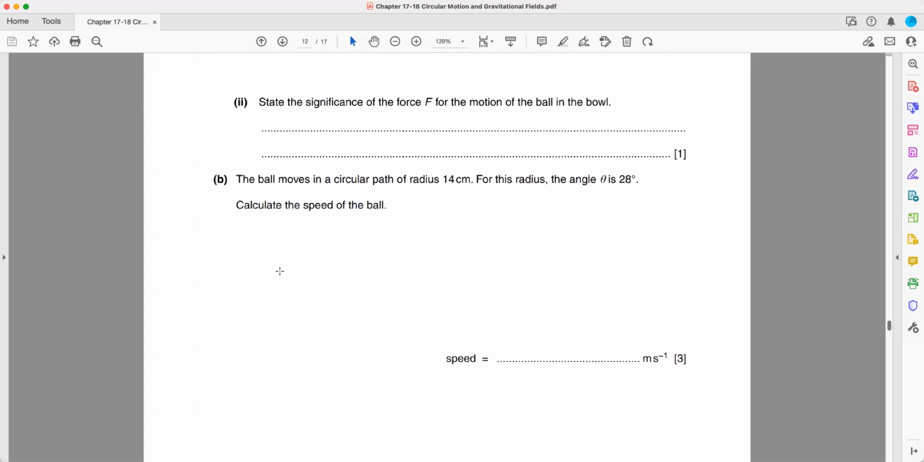So it asks, state the significance of this force F in the motion. So this force F provides the acceleration for the circular motion of the object. So this force is actually to maintain the circular motion of the object.